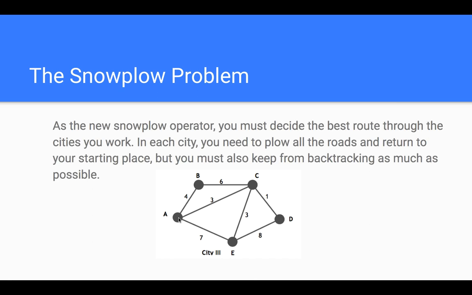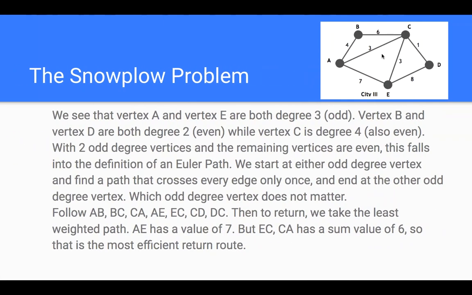So the way we're going to do that, we'll go on to the next one so we can look at it, and it's still there. Vertex A and E, both degree 3, which is odd. B and D are both degree 2, even, and vertex C is degree 4, just like I discussed. 2 odd degree vertices and the remaining vertices even falls in the definition of an Euler path. So, in order to find the path, we are going to start at either odd degree vertex. It doesn't matter which, either one, A or E.